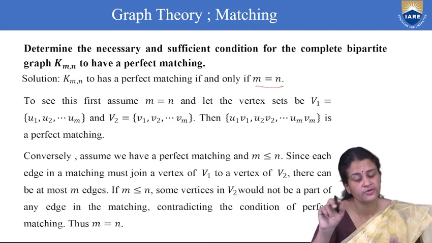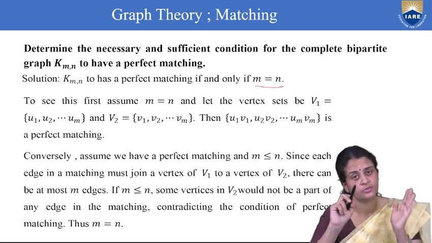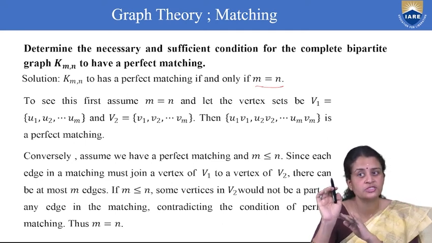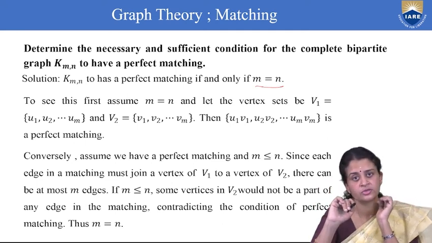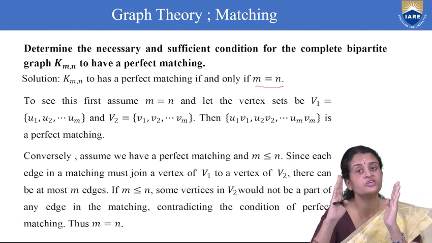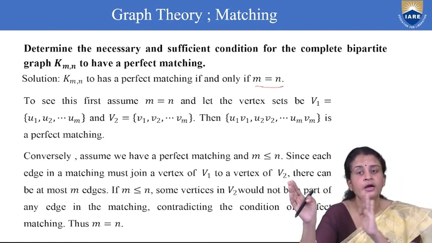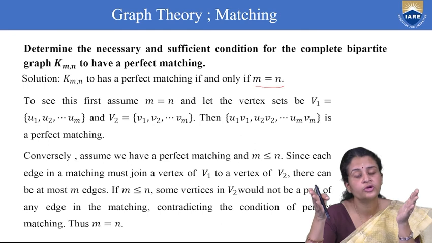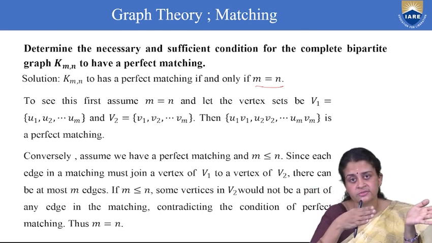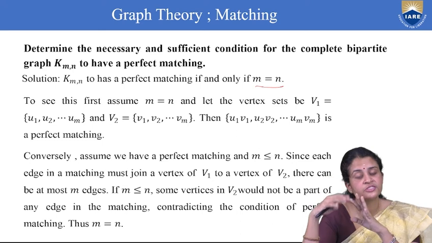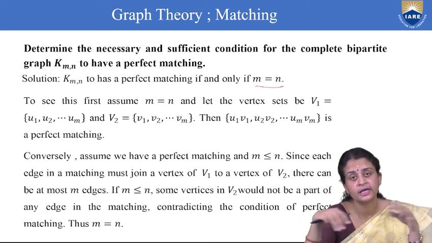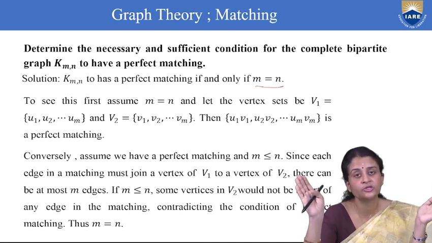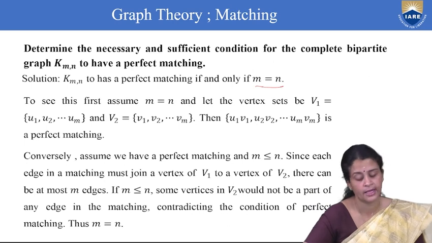Suppose the graph has a perfect matching and suppose one set has smaller cardinality. Since every vertex in V1 has to be matched to V2, at least one cannot be matched. There must be at least m vertices matched. And if m is less than the size of V2, some vertices in V2 would not be part of the edges. So these remaining vertices in V2 will be left and won't get matched, and so it cannot be a perfect matching. So the condition for Kmn to have a perfect matching is that m should be equal to n.